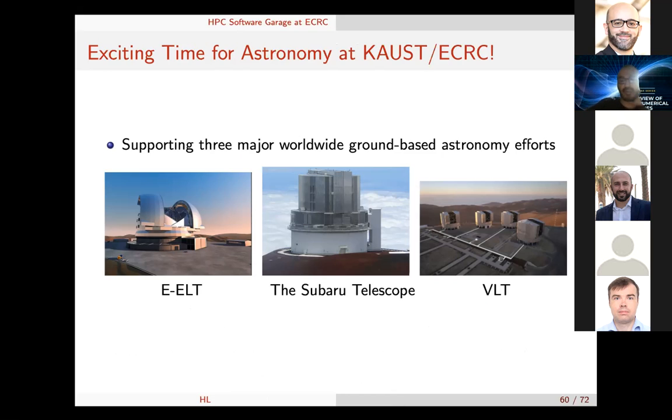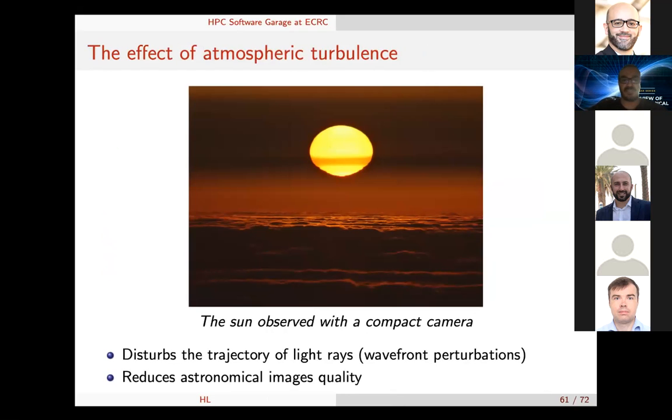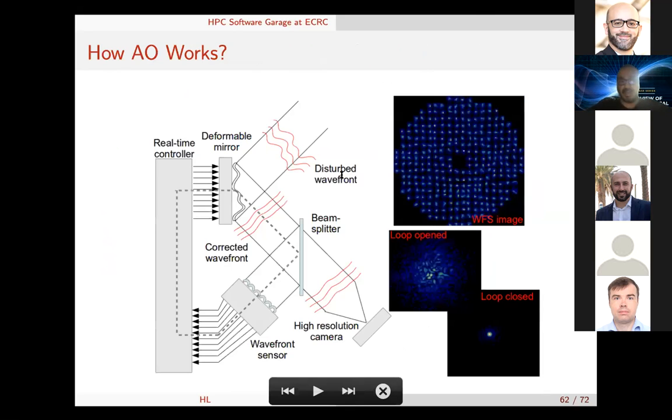What are those ground-based telescopes all about? In one sentence, they try to outsmart the atmospheric turbulence. The light that comes through the atmosphere gets distorted, and when they look through the mirror and through the camera, the operator behind that camera is not seeing clear light. He's seeing distorted light, like what you can see here from the sun. And that's a huge problem because they are not able to accurately identify exoplanets, for instance.